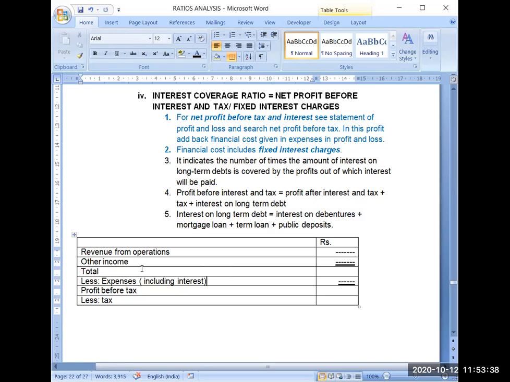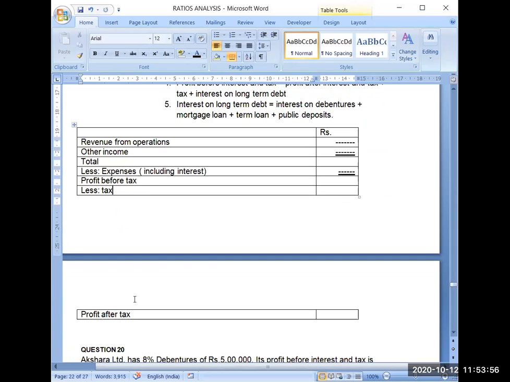So from your total income, you have subtracted your total expenses, meaning you have subtracted your interest also. Then afterwards you get profit before tax, meaning that out of this profit, tax has not been paid till now. So when you pay the tax, then you get profit after tax.